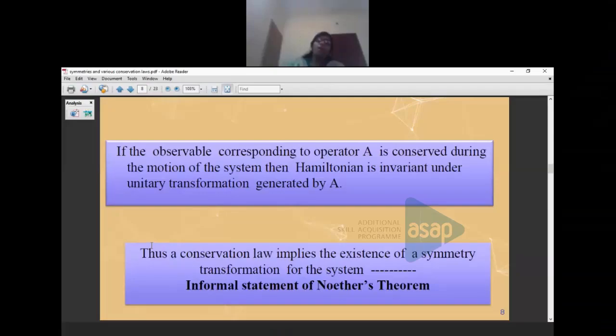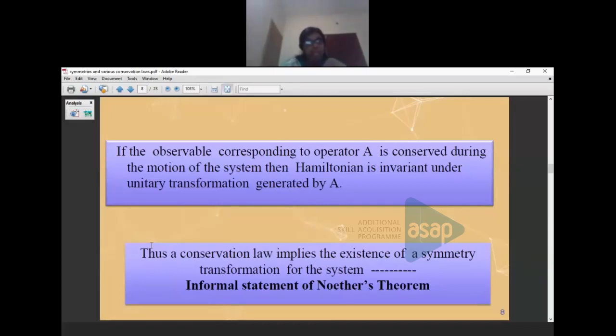Now, this general thing is going to be used in all other subsequent conservation laws and symmetry. This is a very informal statement of Noether's theorem. Though Noether's theorem was proved using classical mathematics, because it was a statement first made by that mathematician, that scientist, we will remember her, and we will use an informal statement of Noether's theorem.